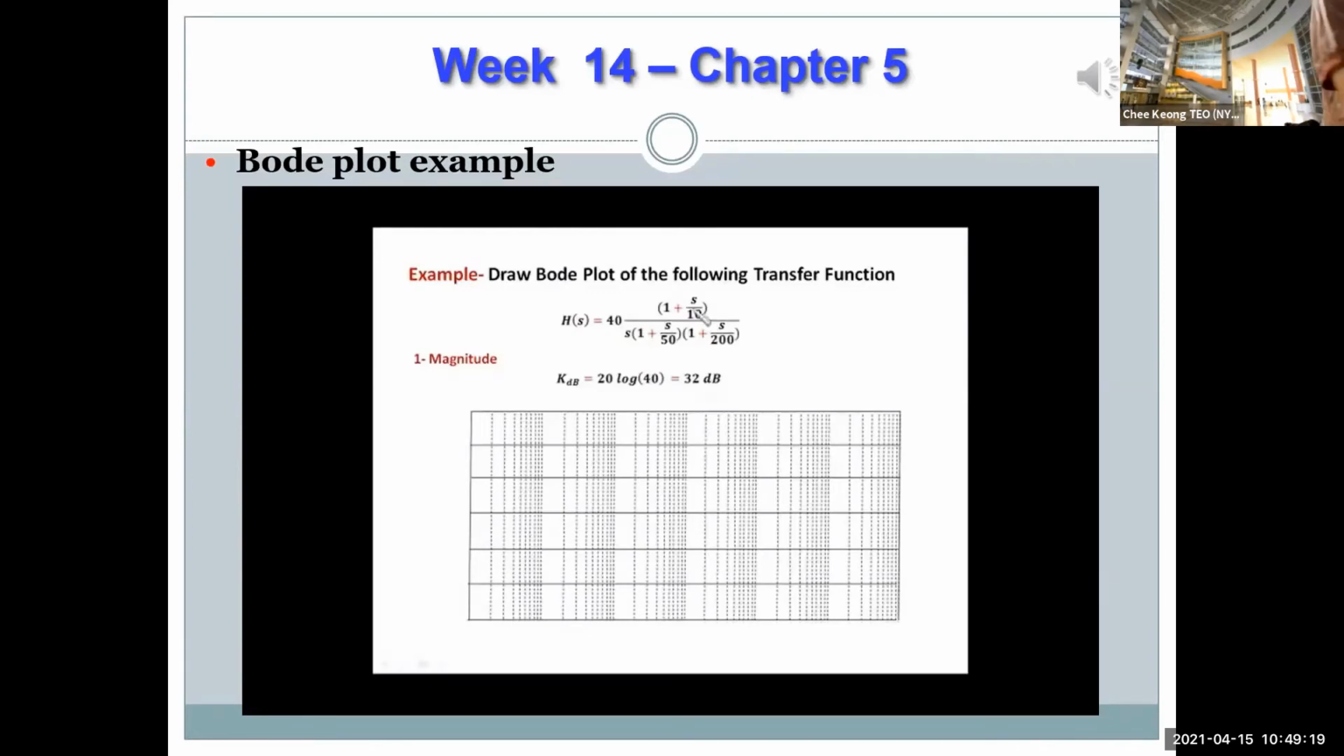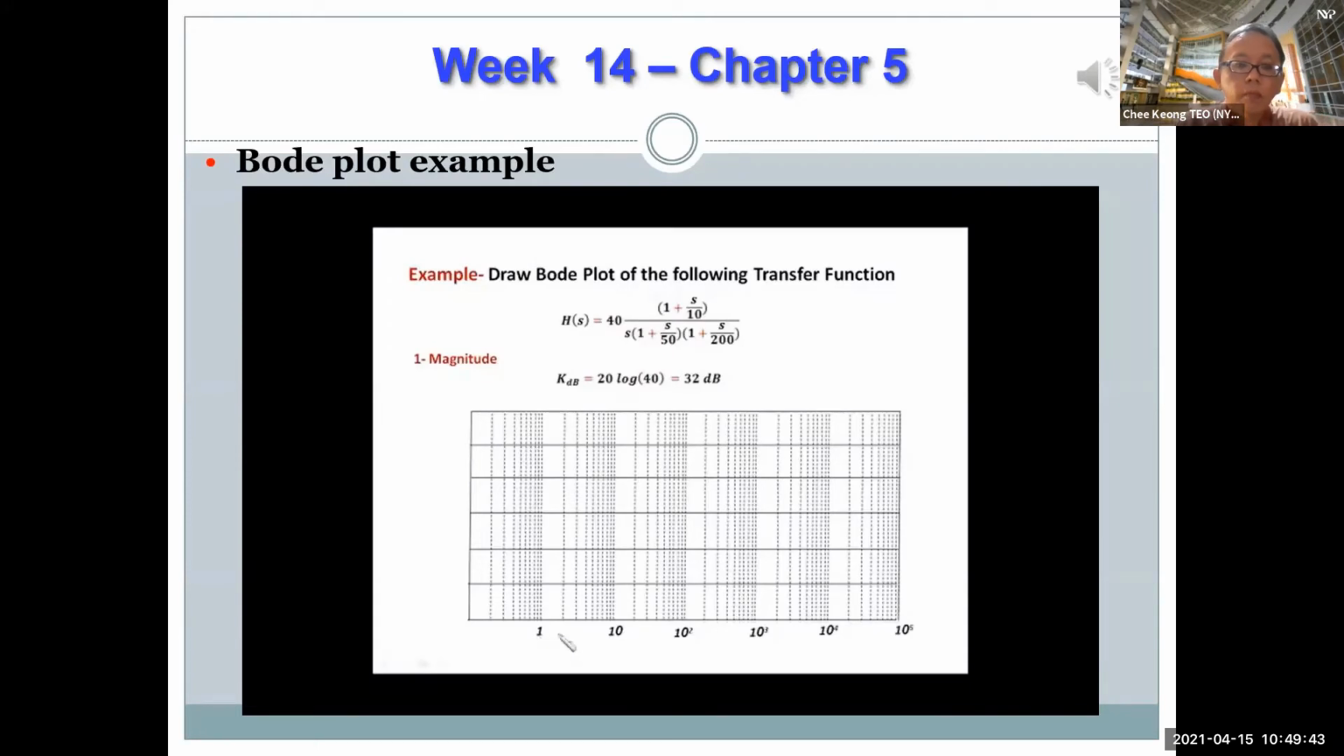Because the lowest corner frequency is located at 10, for the phase I need to start a decade earlier. So I will make sure that the first segment here will read 1, then 10, then 100, then 1000, and so on. This is because I know that the phase must start a decade earlier than the smallest frequency.